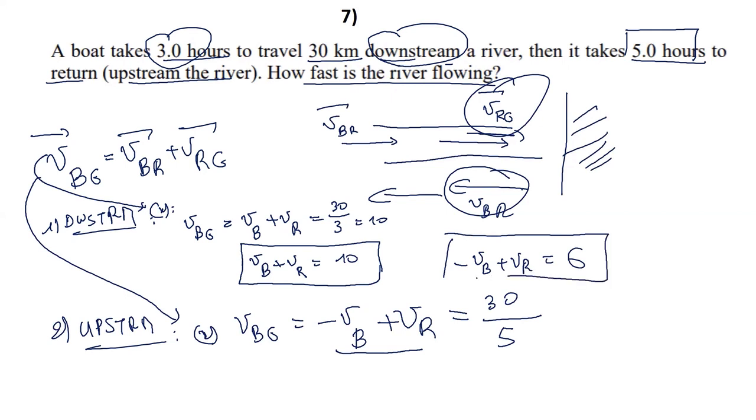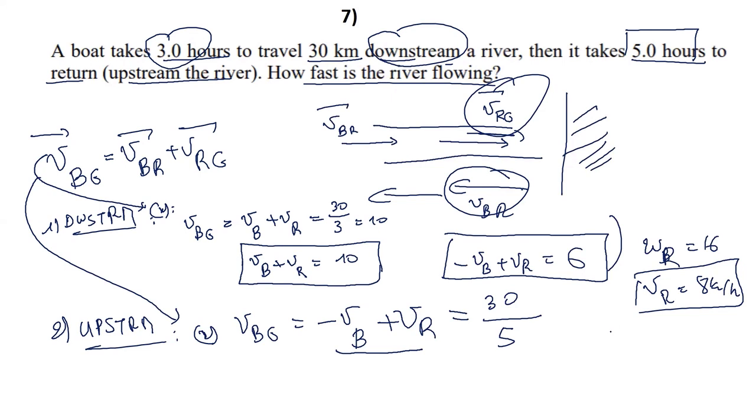Now I have my two equations, two unknowns, and you know how to solve a system of two equations with two unknowns: substitution, addition, or you can use the Cramer method. Here the best thing is to use addition. When you add these two gentlemen, V boat will go away and you will find 2 times V river is equal to 16. That means V river is just equal to 8. Okay. So 8 kilometers per hour is the speed of the river. Now what is the speed of the boat?